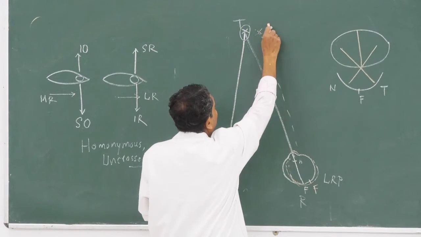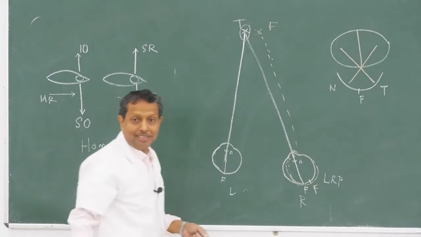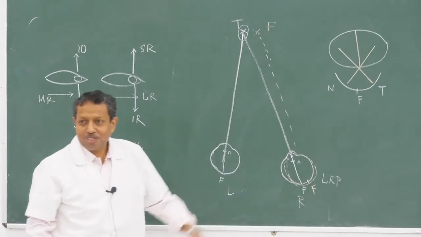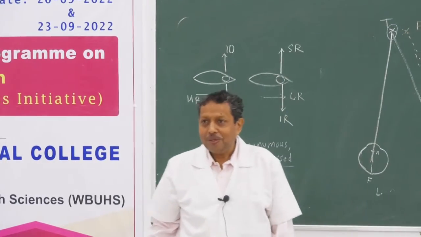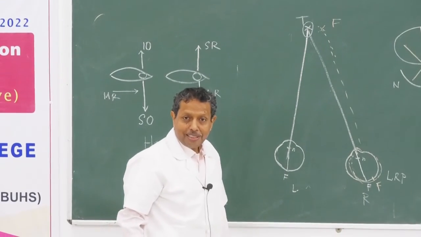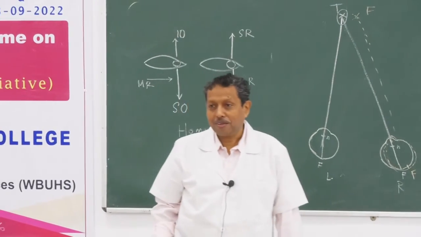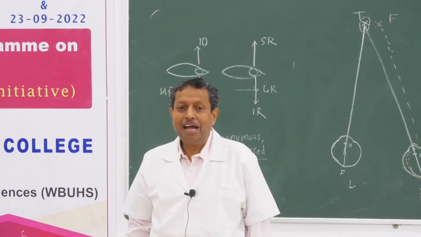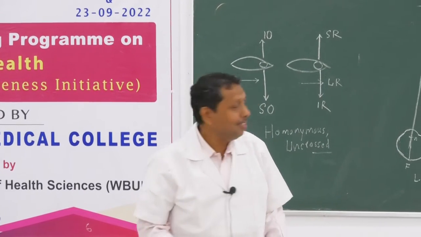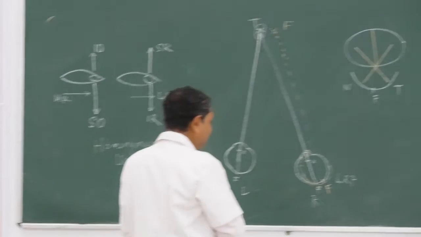False image. False image. False image. True or false? The right image belongs to the right eye, and the true image belongs to the left eye. So it is uncrossed diplopia, or homonymous diplopia. Homonymous diplopia.